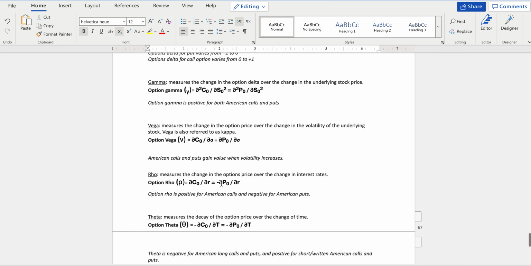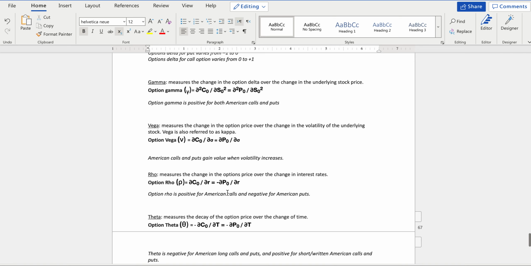All right? It's telling you that if you increase interest rates, the put option, the value of that contract, will go down. However, if you increase interest rates, the value of a call option will go up. Pay attention to your negative signs. They tell you the bigger picture.